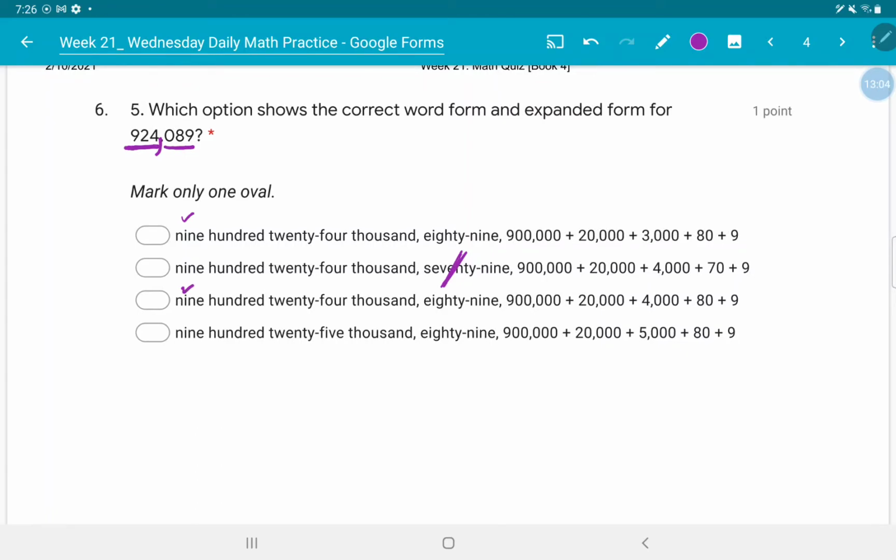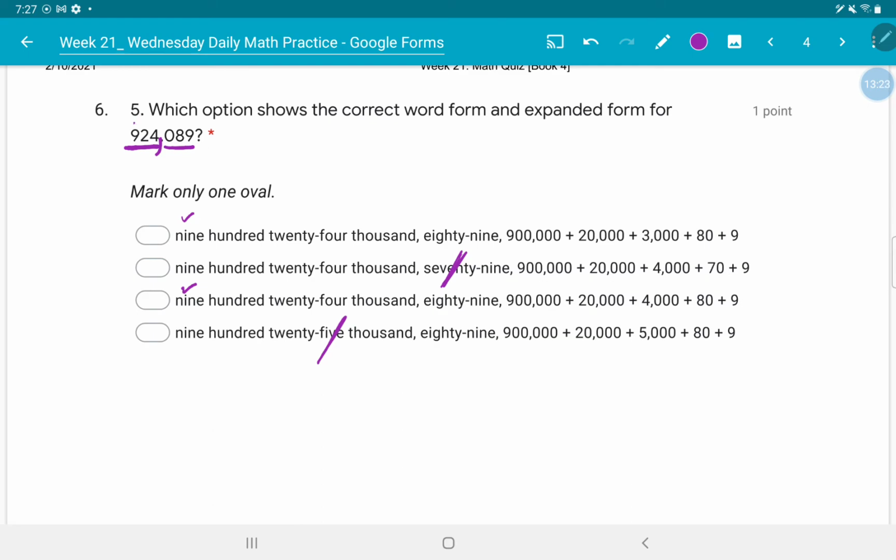924,089. That word form is correct. 925,000. I can eliminate that. That's not correct. Now I need to go to the expanded form. I'm going to write the value of each digit and add them together.